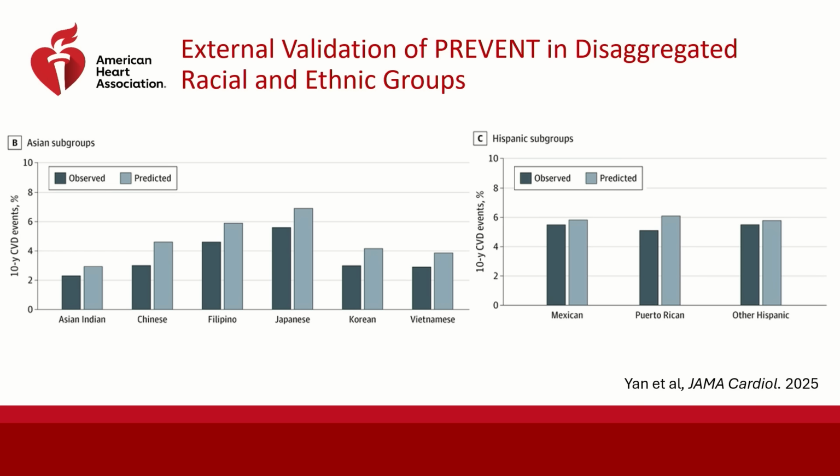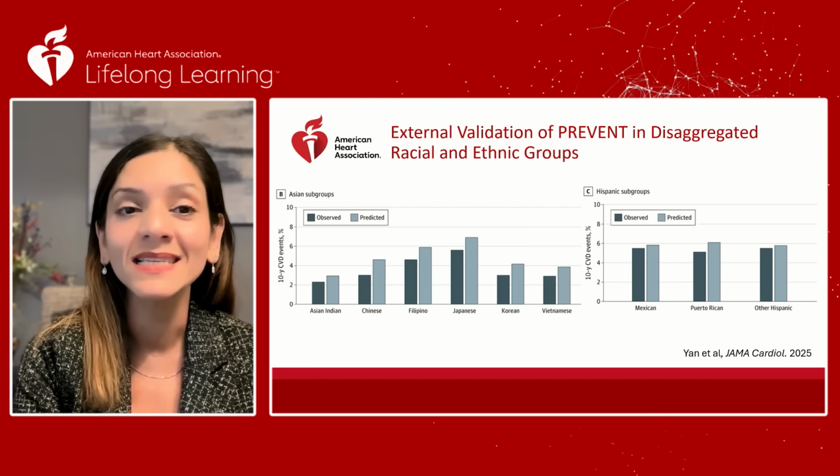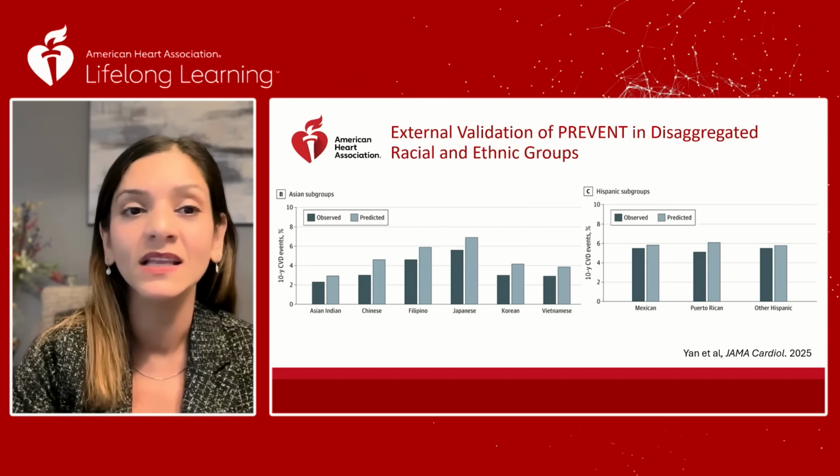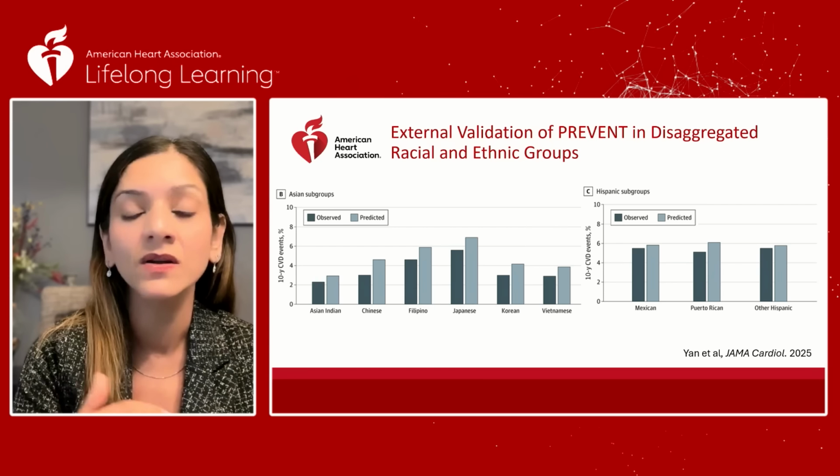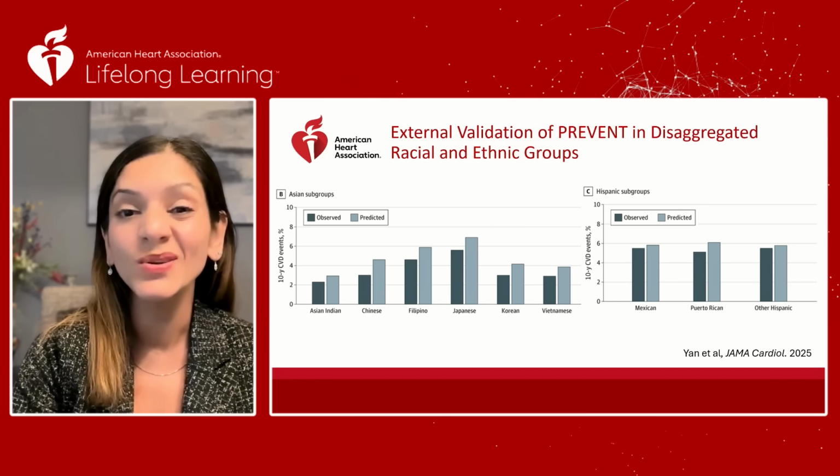Since the publication of the PREVENT equations, there have been a multitude of papers looking at the PREVENT equations in different health systems and data sets. This one is from Northern California and shows disaggregated racial and ethnic groups, and each bar represents the observed and predicted risk across race and ethnic groups. And you can see they line up.